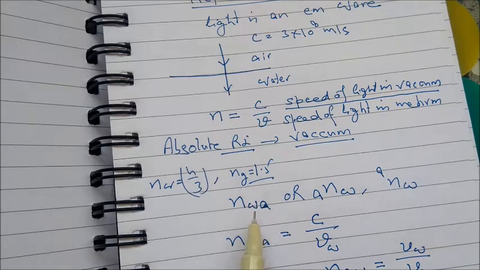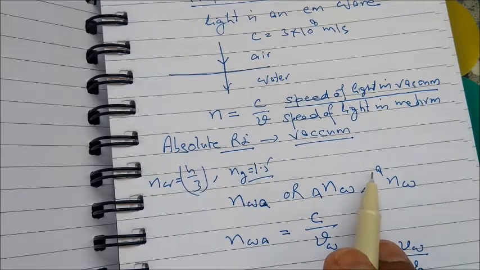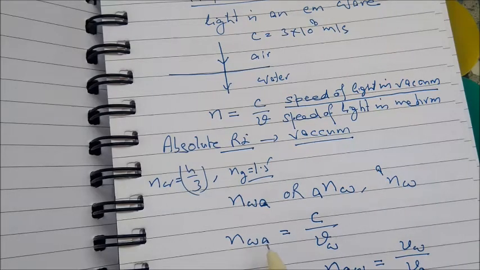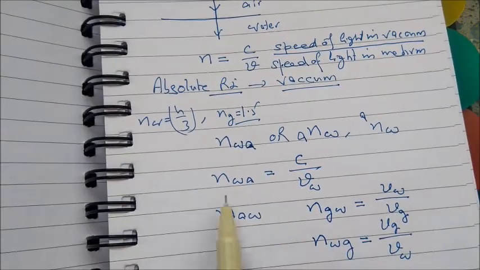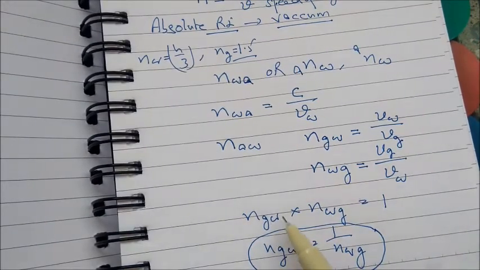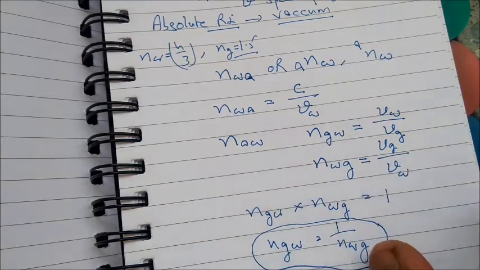This is how we write it: refractive index of water with respect to air. And then I told you the reversibility of light, it's a property. So if we take the refractive index of water with respect to air, and take the reciprocal of it, the product of the refractive indices will be 1. Refractive index of glass with respect to water into refractive index of water with respect to glass, this is 1.